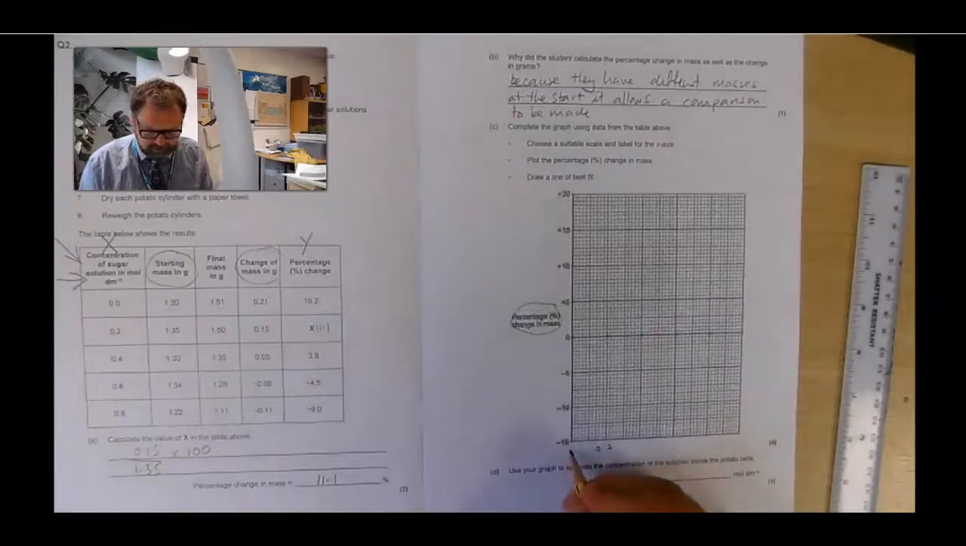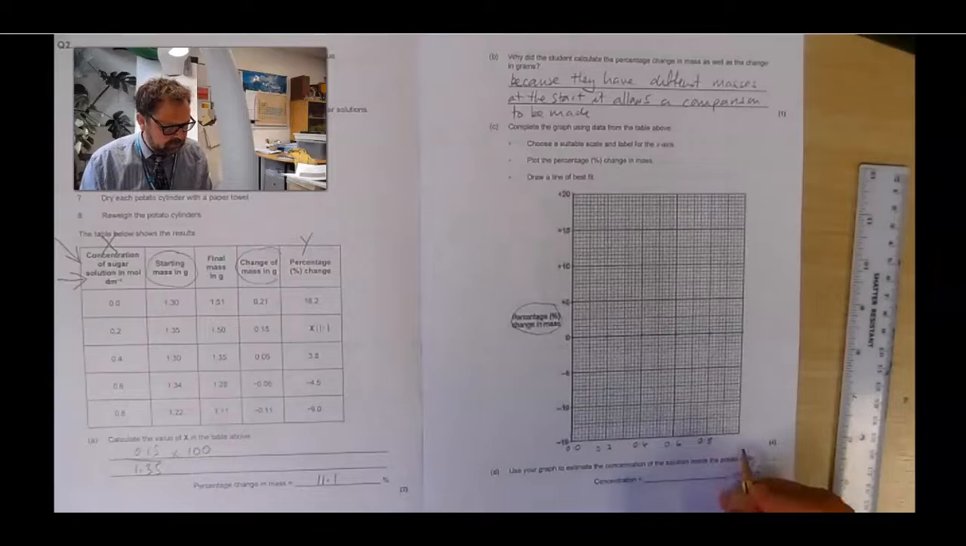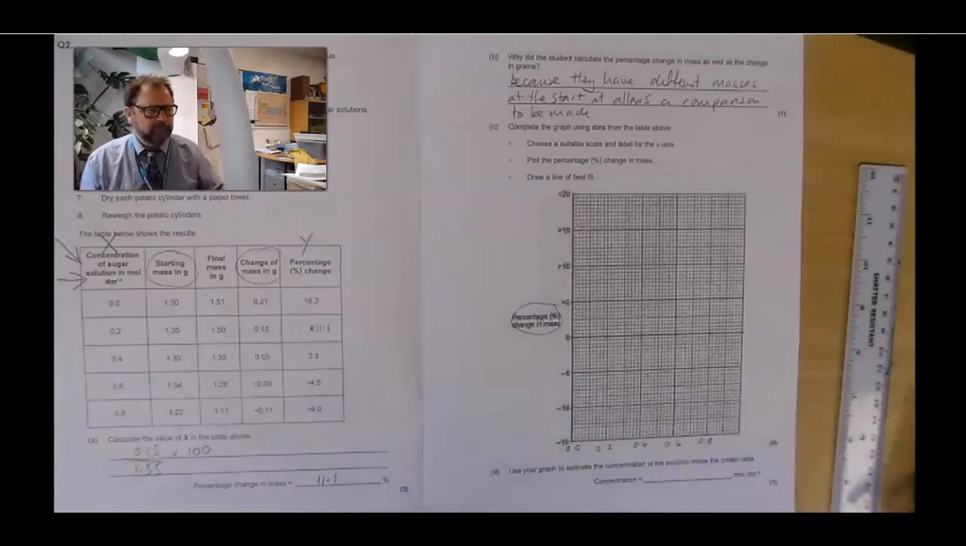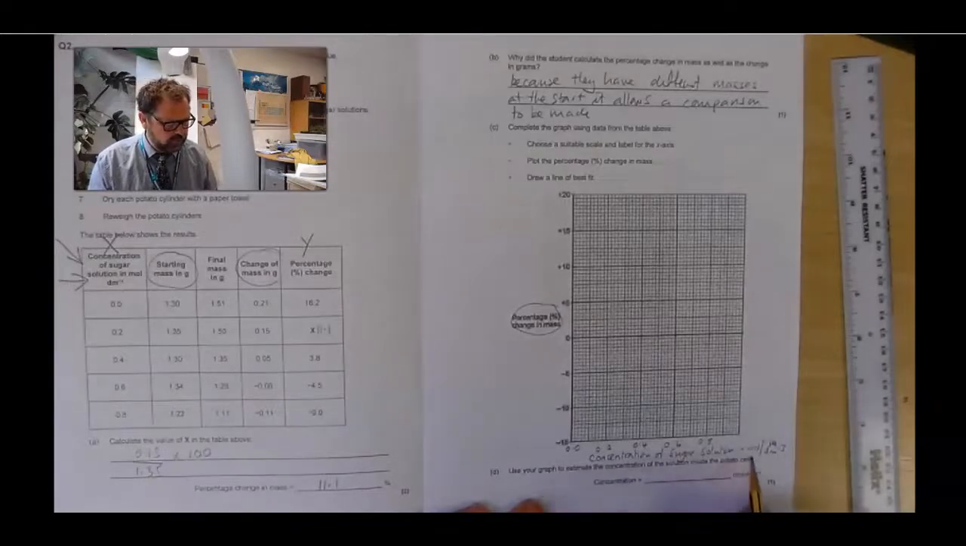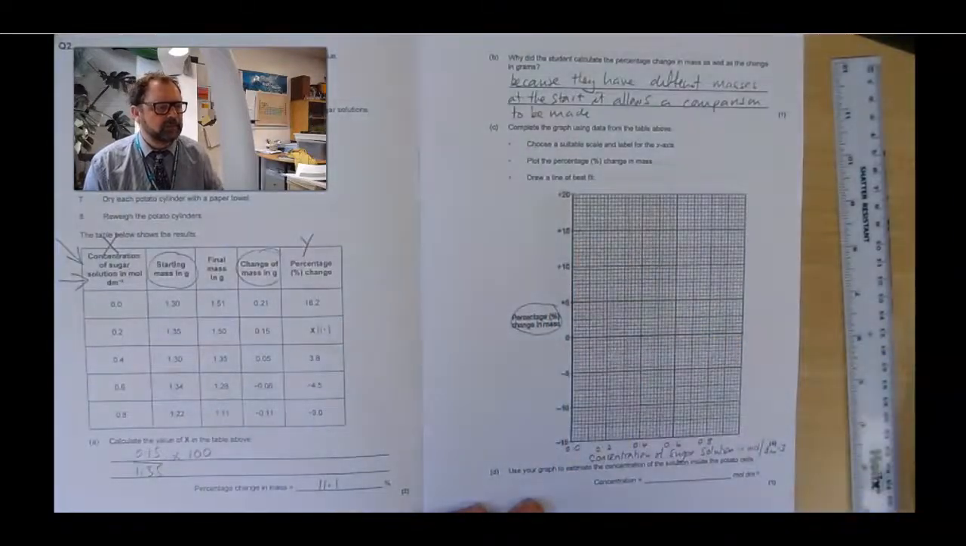0.2, that means 0 is here, 0.4, 0.6, 0.8. It doesn't matter that we haven't gone all the way across. So you can see that I have labelled that axis as matching the label that's on the top of the column, the concentration of sugar solution in moles. So this graph is going to say to me, how does the concentration of the sugar solution affect the percentage change in mass, which is the point of the experiment.